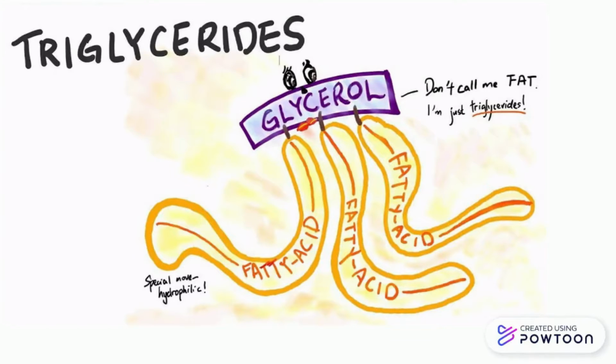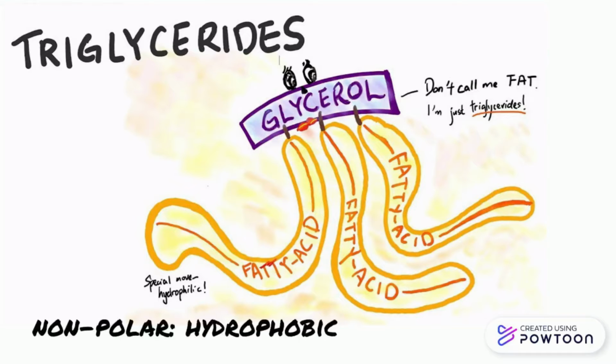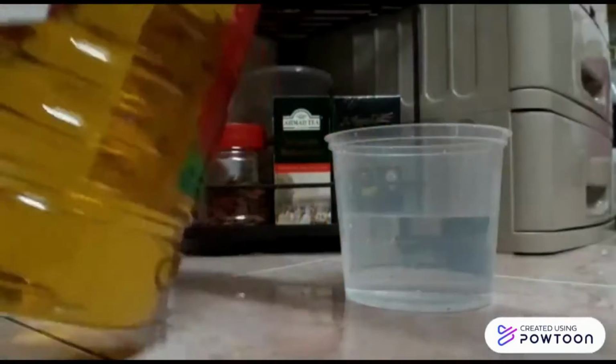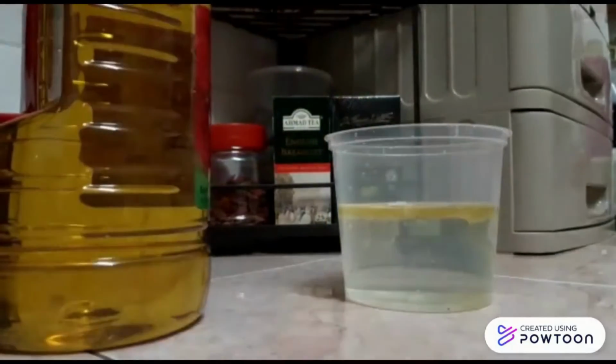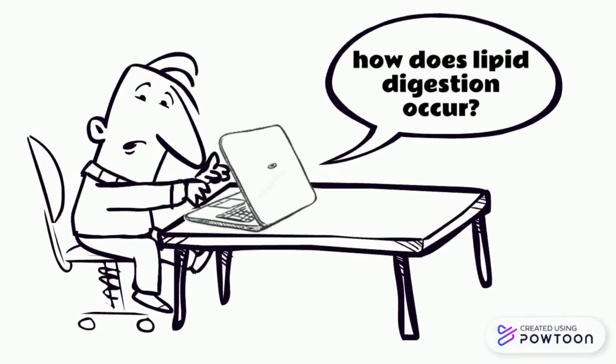Triglycerides consist of one glycerol unit and three fatty acid chains. It is a non-polar molecule, or simply put, hydrophobic, which means that it definitely will not mix with water. So, how does lipid digestion occur?